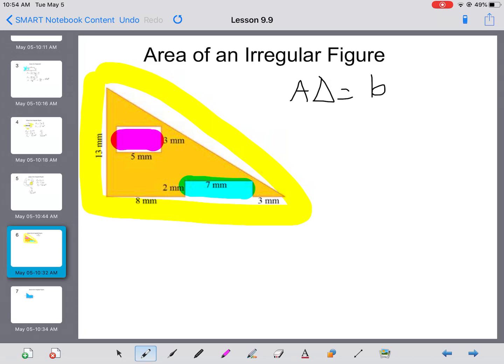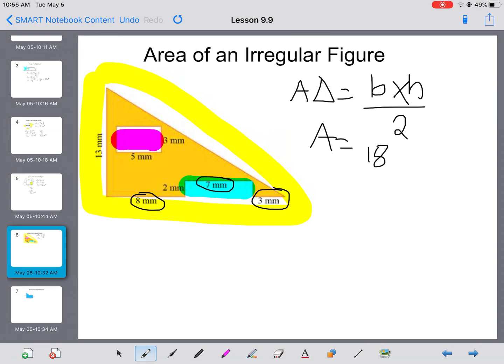So area of my triangle is area equals base times height divided by 2. Area equals, well, I know my height, but I need to think about my base. Well, that's not a big deal because I have all the pieces of information. My base is 8 plus 7 plus 3. So my base is actually 18 millimeters times 13 divided by 2.